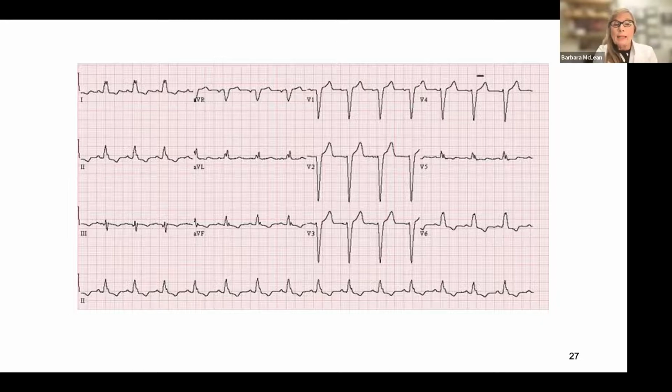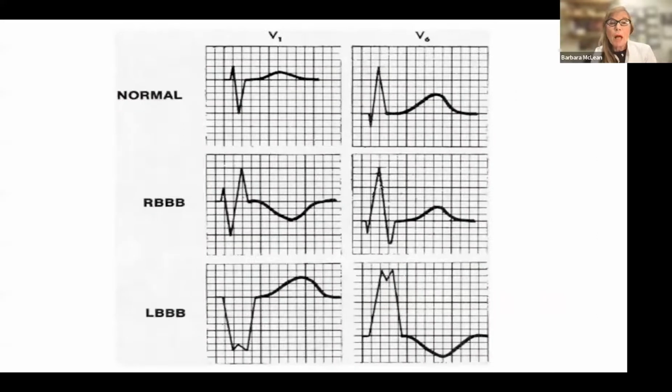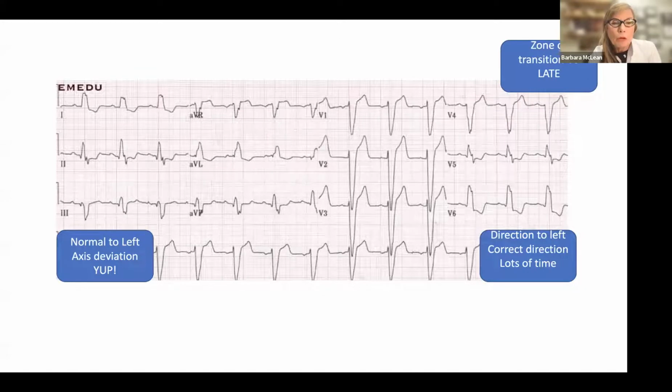So I have a normal axis, I have poor R wave progression, I have late zone of transition. The direction is correct, but it takes a lot of time, and my T wave is discordant. This is the left bundle branch block. So remember, we've looked at that before. It's really important for us to remember that we are going to see some abnormalities in ST segments and T waves when we have bundle branch block. And they're going to be much more significant when we talk about somebody with a left bundle branch block.